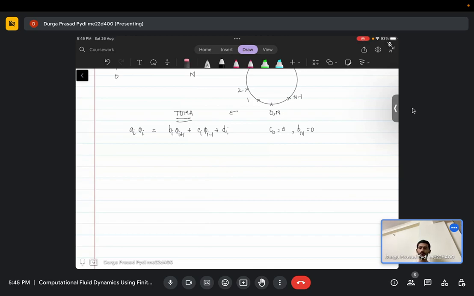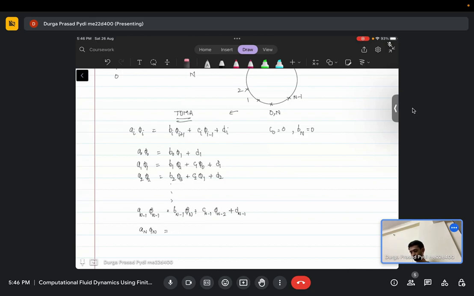So given this set of equations, how do we go about solving it? So you have something like a0 phi 0 equals b0 phi 1 plus t0, a1 phi 1, phi 2, and for the last cell bn is essentially 0.